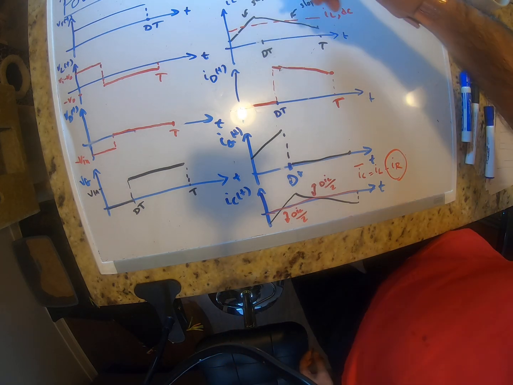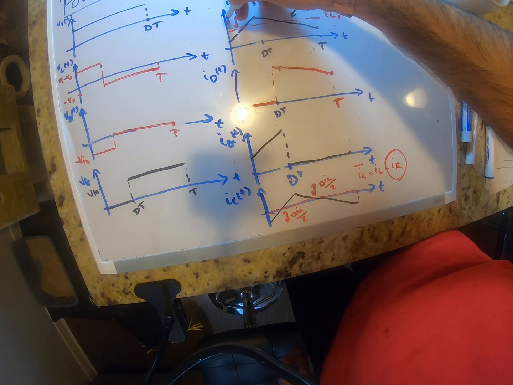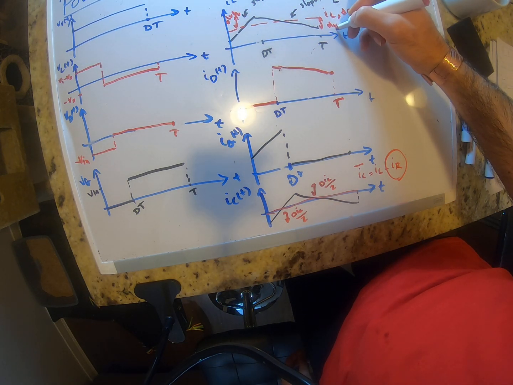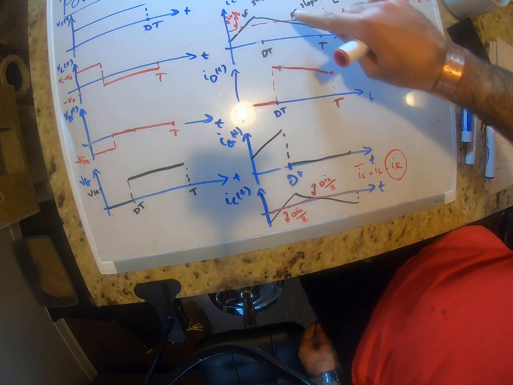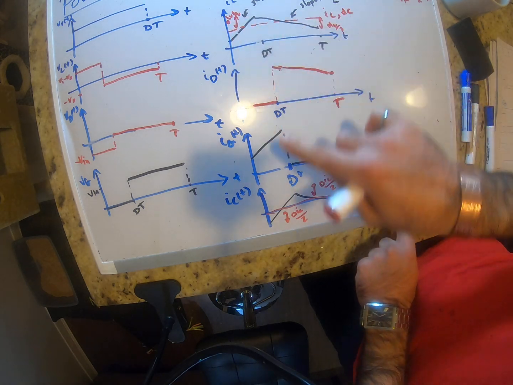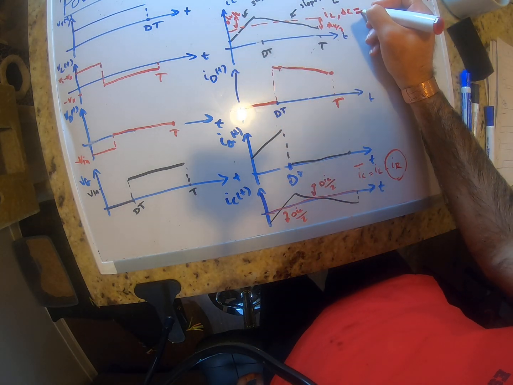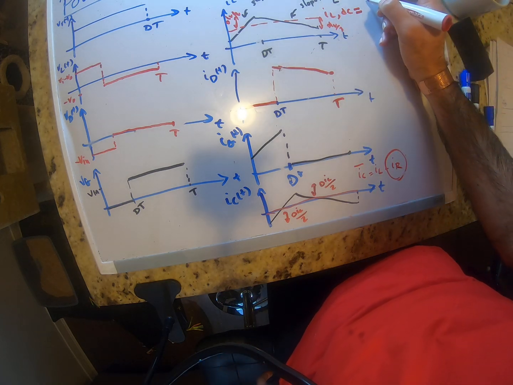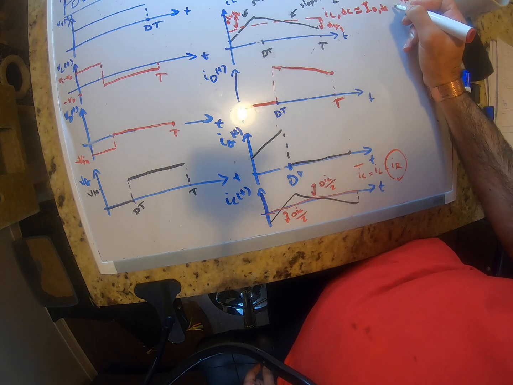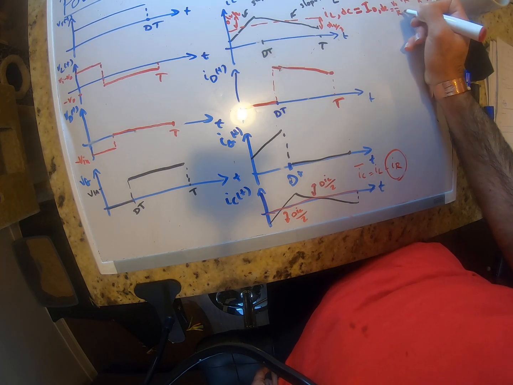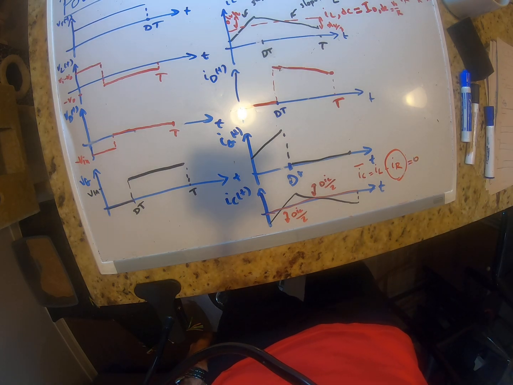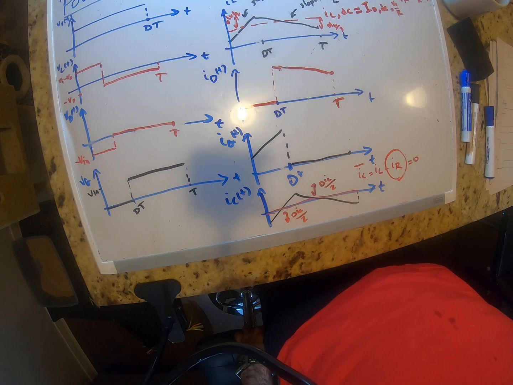We shifted this plot by delta IL divided by 2, and this line moved to 0. That basically shows that ILDC for a buck converter is exactly equal to IODC or IR. So this is equal to VO over R, and IC average becomes 0. Okay, so that's the first thing we wanted to do.